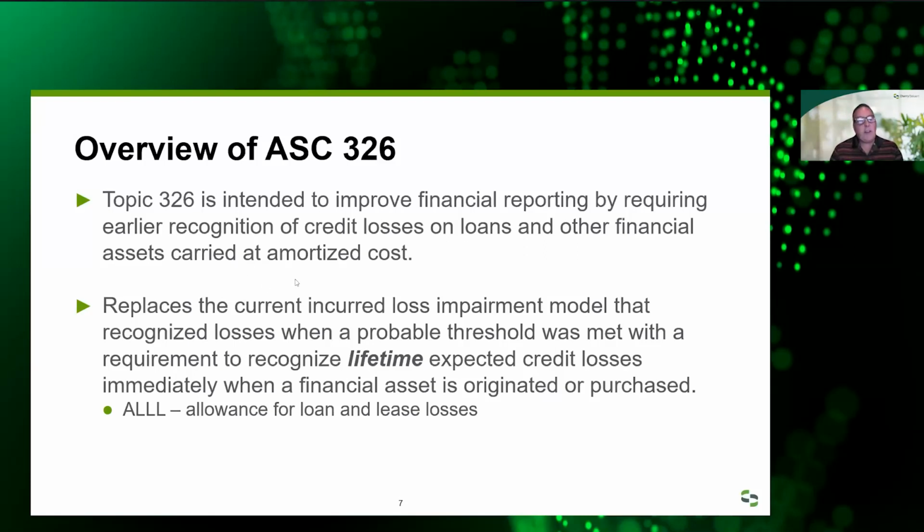So really, 326 was intended to improve financial reporting by requiring earlier recognition, and the key there is earlier recognition, right? When the 2008 crisis occurred, people were asking questions about why didn't we know about these losses sooner? Why didn't we have visibility into what was going on with Lehman and other companies when that occurred? So 326 is really intended to require companies to have earlier recognition. It replaces the current incurred loss impairment model. In that model there's a probable threshold, and this is a lot different. At inception with CECL, there's a lifetime expected credit loss that needs to be recognized.